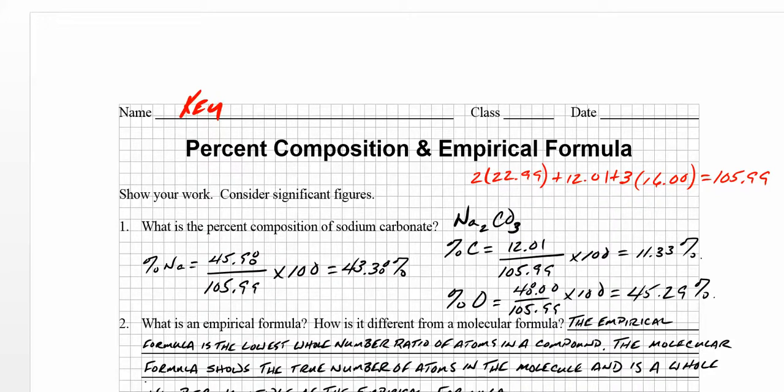All right, let's go ahead and get started. I want to welcome you to this worksheet. This is percent composition and empirical formula. You are going to need a calculator and a periodic table for this one, so if you don't have those, get those handy. So let's take a look at number 1.